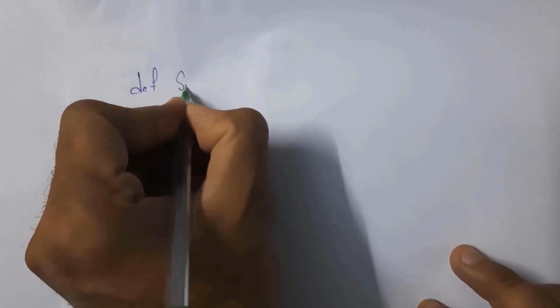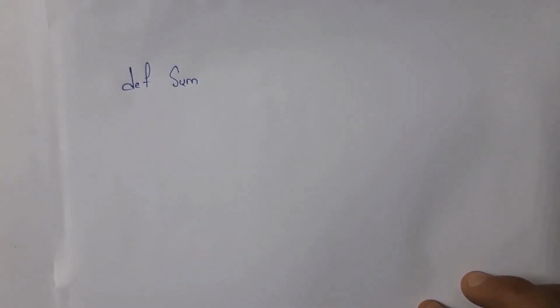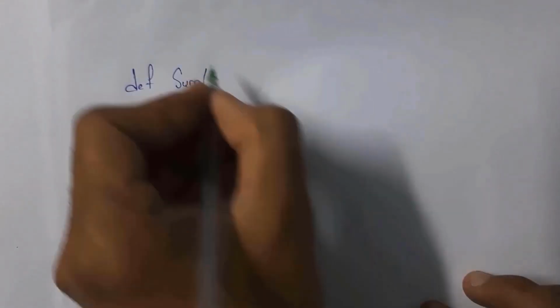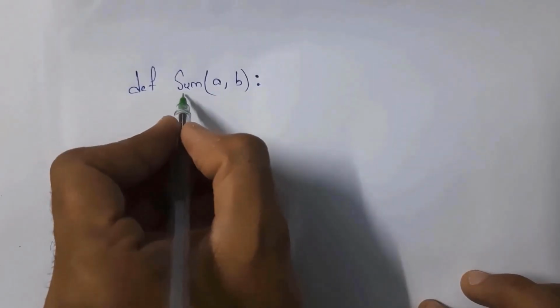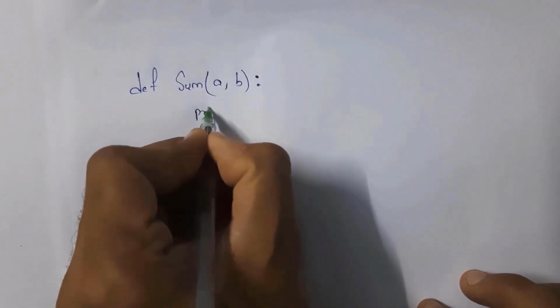One more example. Let us create some functions. We will create functions by using the keyword def, that is define. I am giving the function name as sum. You can give any name to your function. I want to perform addition, so I have given the function name as sum. Inside sum I am writing a, b. We call this a, b parameters. Now inside this sum function I am writing print a plus b.